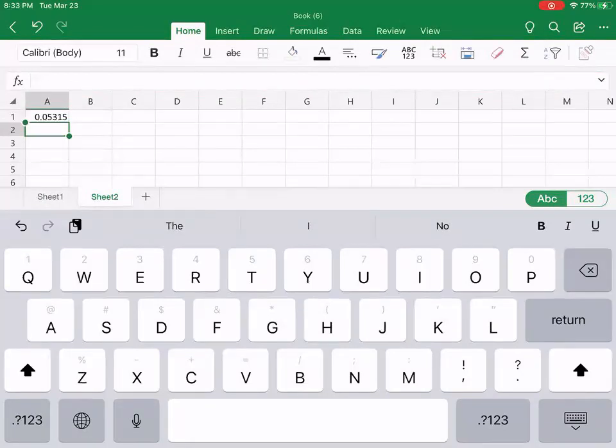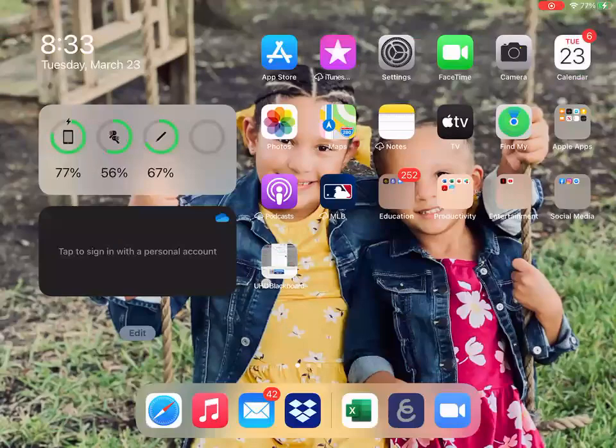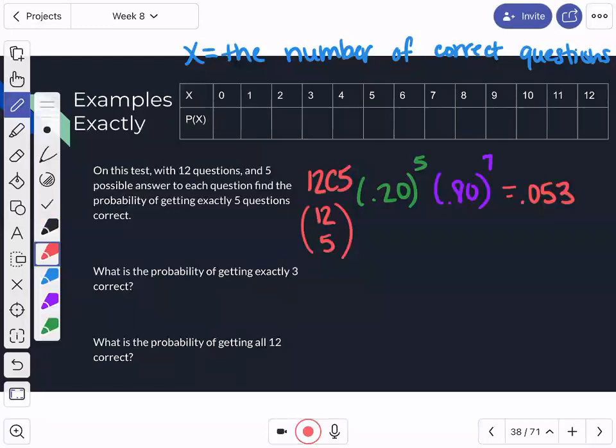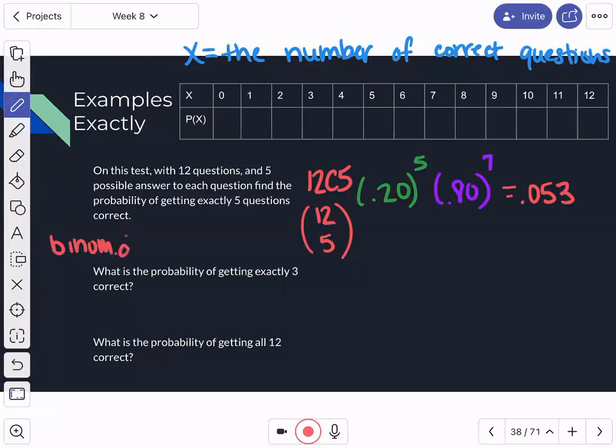So let me come back over here. For this particular problem, again, this was binom.dist. We had 5 successes, 12 trials, 0.2 was my success, and this was the word false. And this is finding the probability that X equals 5. So this particular probability right here is 0.053. That's what that says. That one probability is right there.